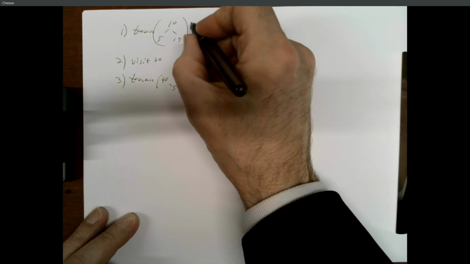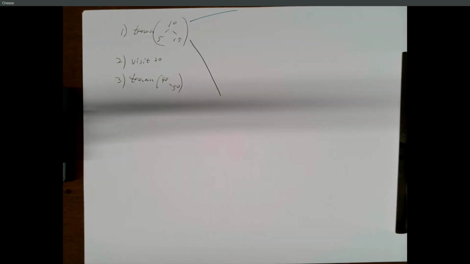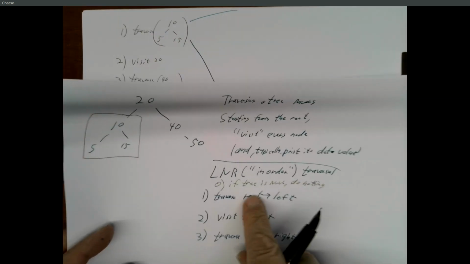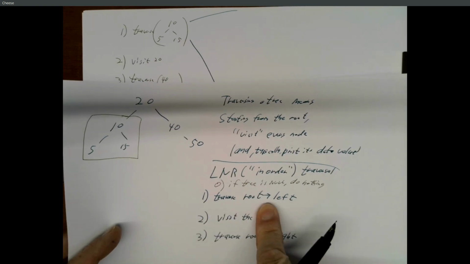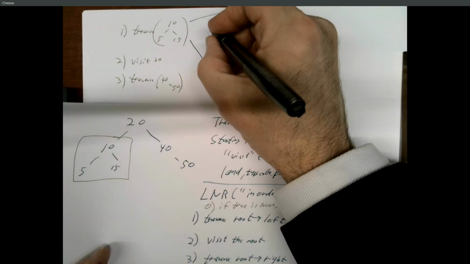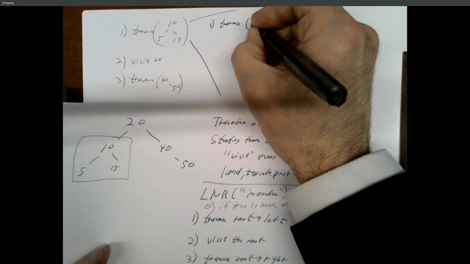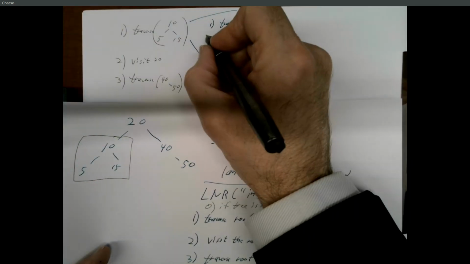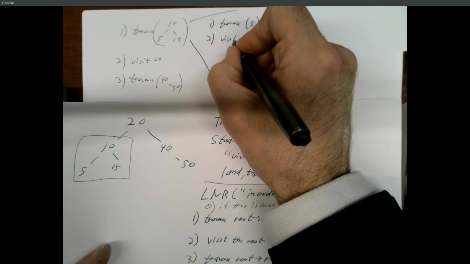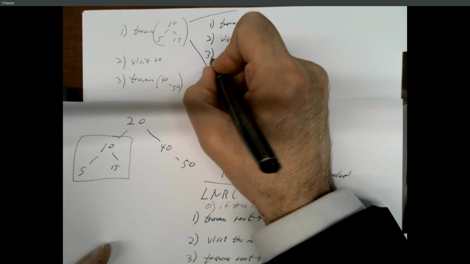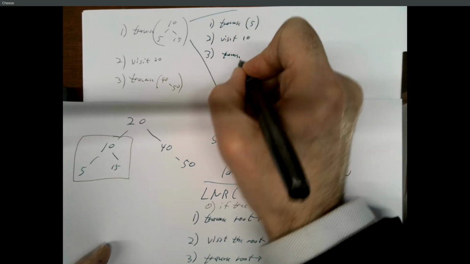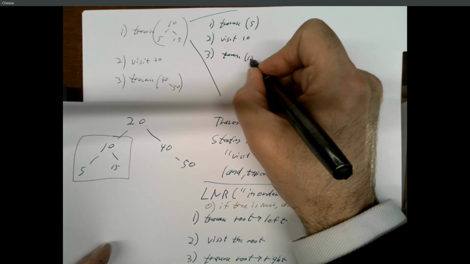Okay, how do we traverse this tree? First thing, see if the tree is null. It's not. Traverse the left subtree, so we have to do 3 things. First, traverse this tree, which just contains a 5. 2, visit the root, which is a 10. 3, traverse this tree, which is the right subtree, which is just a 15.